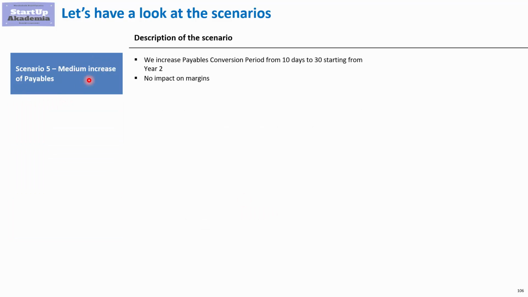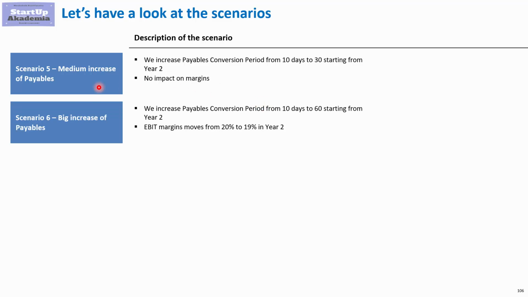In scenario 5, we'll be playing with the payables. So we're going to increase the payables conversion period from 10 to 13 days starting from year 2. In scenario 6, there will be a bigger increase of payables. So we're going to go up from 10 to 60.